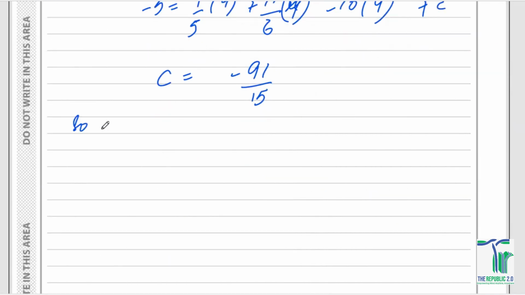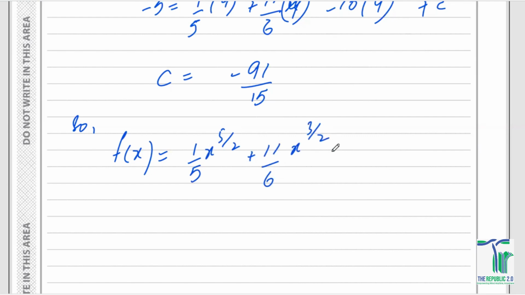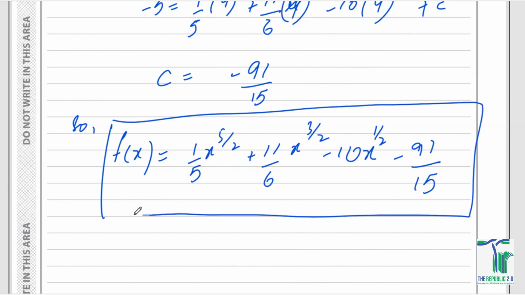So f of x is going to be 1 by 5 x to the power of 5 by 2 plus 11 by 6 x to the power of 3 by 2 minus 10 x to the power of 1 by 2 minus 91 upon 15. So that is how you'll get yourself the final function.